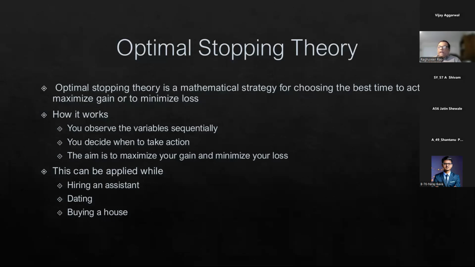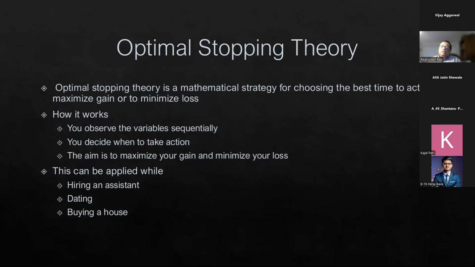So for buying a house, let's say you have 30 days to buy a house. If you apply the 37% rule, you will come up with 11 days. So the first 11 days you spend looking. Don't take your checkbook. Don't make any commitments for the first 11 days. And after the 11th day, the first house that you find which meets your criteria, you should be ready to make an offer.